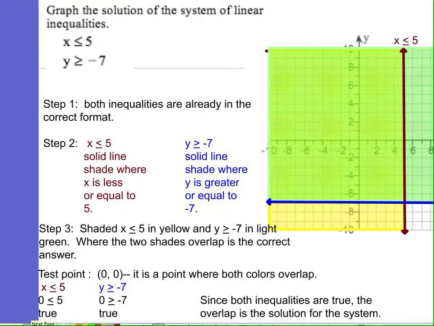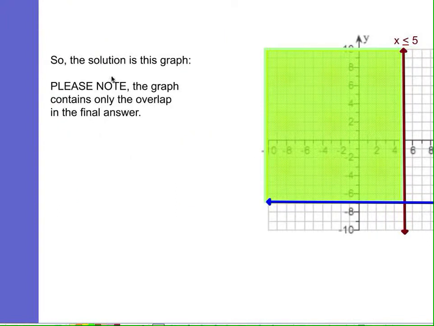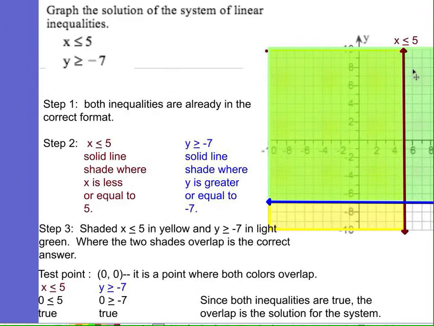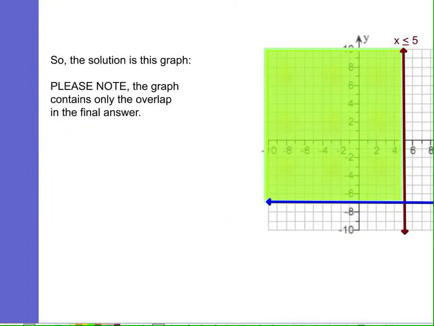So when we graph this finally, the only part we need to shade in is where both graphs overlap. If you notice, when I was doing the graph, I had a space that was just green, just yellow, and a space that was both green and yellow. My final answer will only contain the space which is both green and yellow.